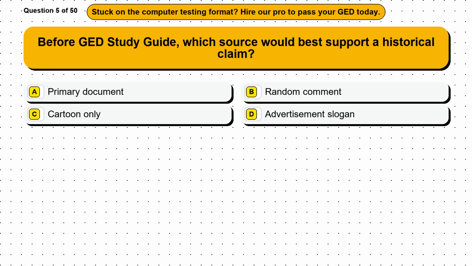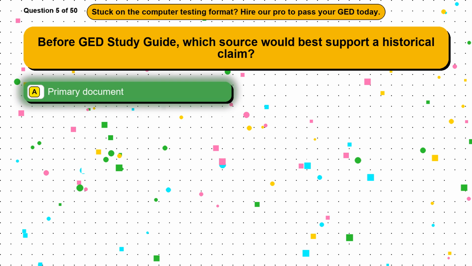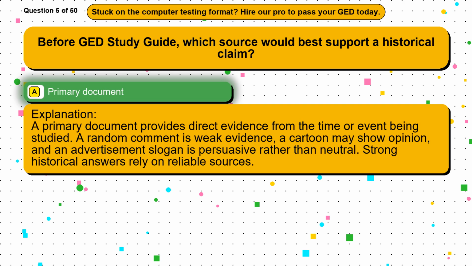Question 5. Before GED Study Guide, which source would best support a historical claim? Option A, primary document. Option B, random comment. Option C, cartoon only. Option D, advertisement slogan. The correct answer is option A, primary document. A primary document provides direct evidence from the time or event being studied. A random comment is weak evidence, a cartoon may show opinion, and an advertisement slogan is persuasive rather than neutral. Strong historical answers rely on reliable sources.